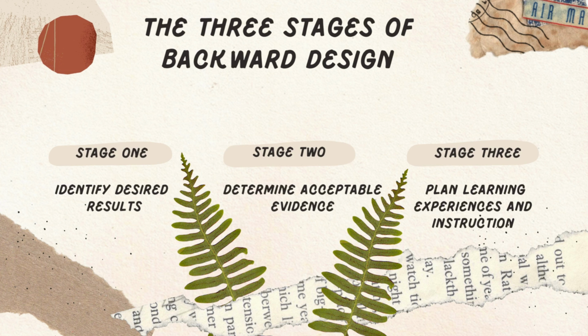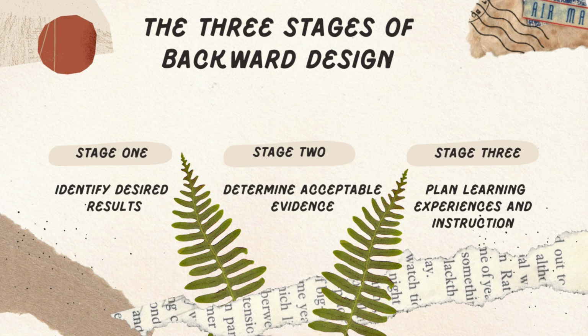And then we're looking at stage 2, determine acceptable evidence. So this is going to have teachers considering the assessments and performance tasks the students will complete in order to demonstrate evidence of understanding and learning. Looking at questions like, how will I know if students have achieved the desired results?